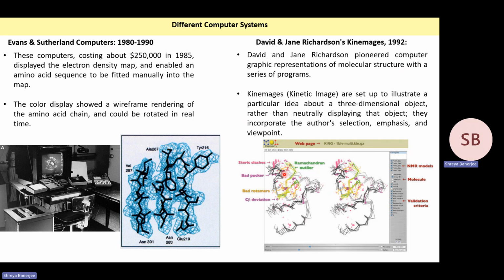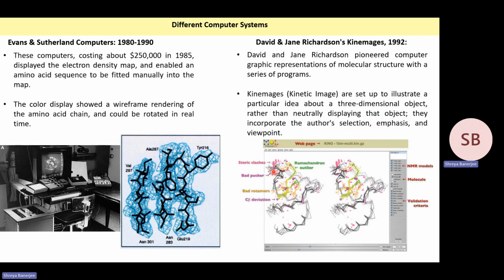Suppose you want to find out which are the amino acids which are in the disallowed region of the Ramachandran map, like the Ramachandran outlier. The kinemages help to illustrate the Ramachandran outlier. You can see they are shown in green here. Or if you want to find out where steric clashes are occurring, that idea can also be illustrated. You can see it is shown in pink here, where there are steric clashes between different groups. Similarly, other ideas can be illustrated using the kinemages based on what the author wants to emphasize.